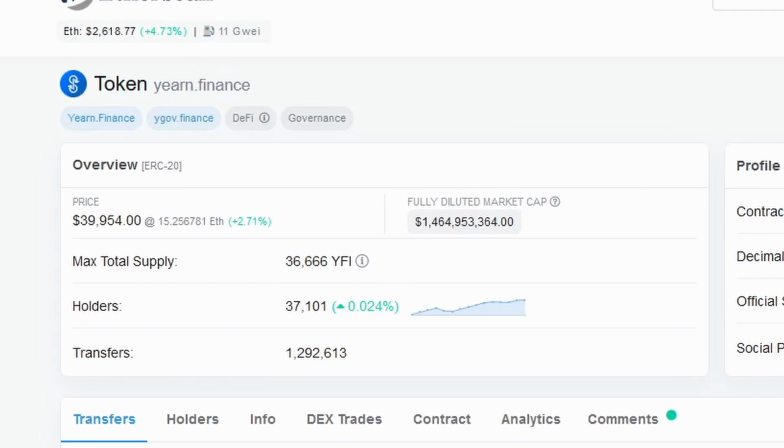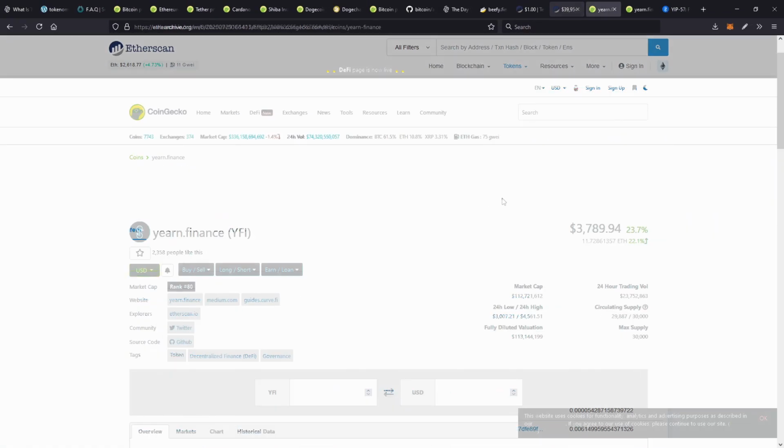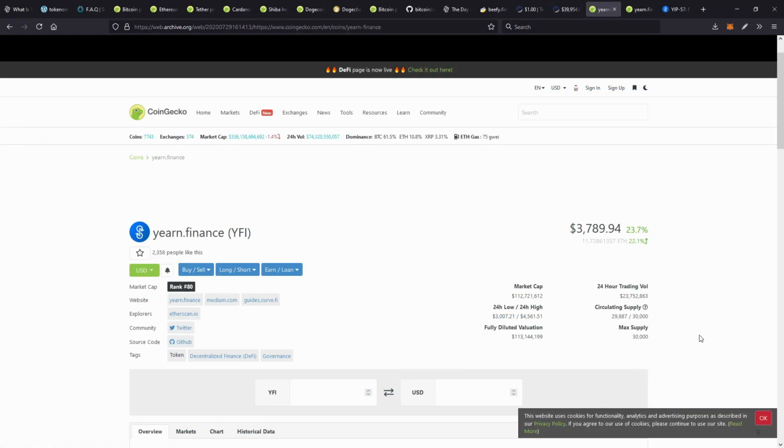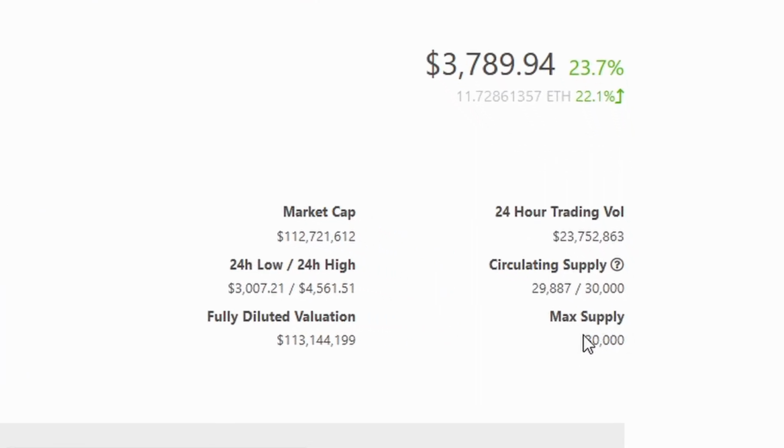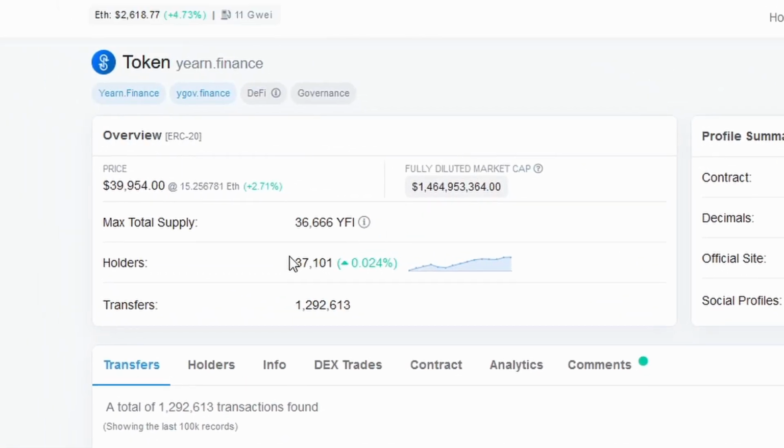And now for a new example, the Yearn Finance token, we can see that the current max supply is 36,666 YFI tokens. And if you were looking at the YFI token a few months ago, you may have remembered that the max total supply was actually just 30,000. And if we go back in time to August, we can see, hold up, the max supply here is 30,000. That's not the same as what's listed on here. That's a difference of 6,666 tokens. Where did they come from?